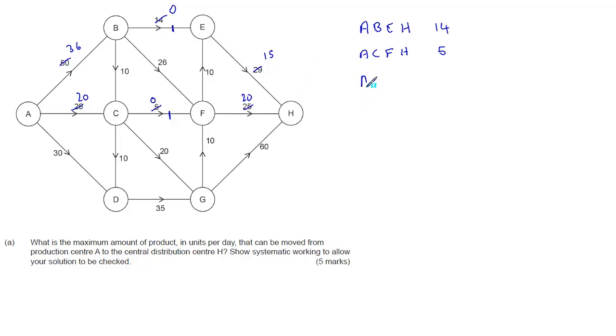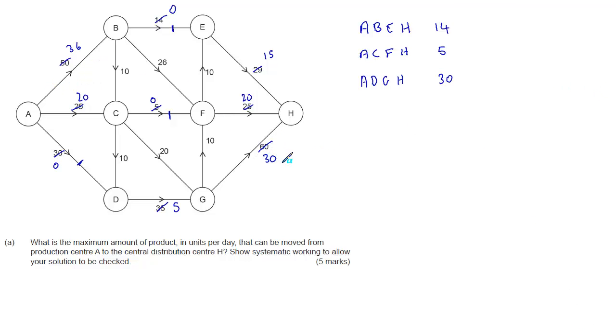What about A, D, G, H? The smallest along that route is the 30, so that's the maximum we can get along there. That makes this one 0 and block it off. This would become 5, and this would become 30.